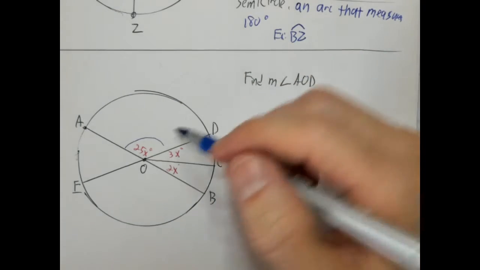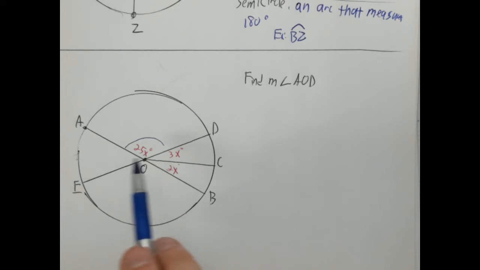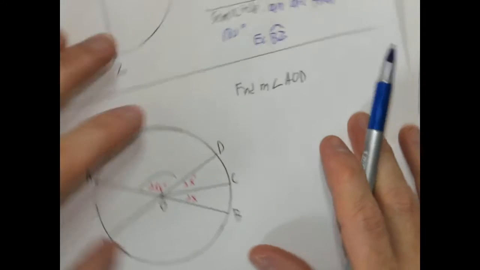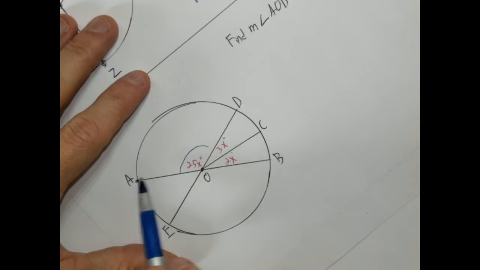And we can solve for that. So let's go ahead and look at this. We have three measures given to us: 25x degrees, 3x degrees, and 2x degrees. Now if you notice, this is a diameter.